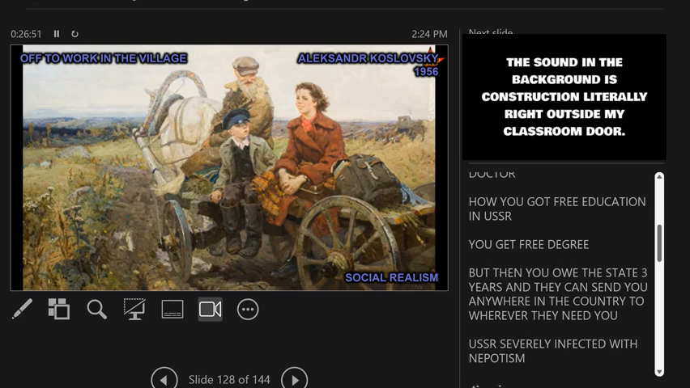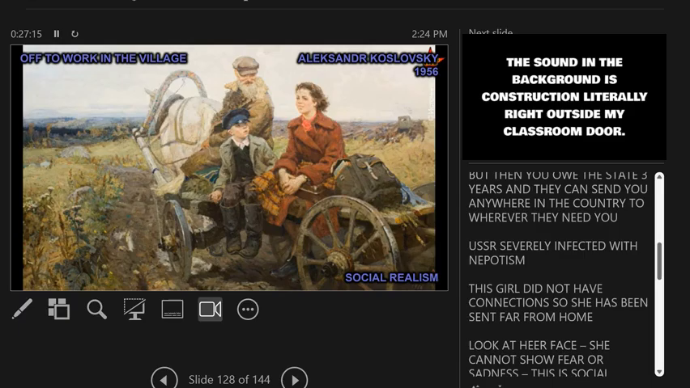Here's how you got free education in the USSR. You get college for free, but then after you graduate, you have to go where the government tells you to go. You don't have a choice. You can't pick and choose what job you have. And the people that are close to the government get the best jobs. Like, we have total nepotism going on in the Soviet Union at this time. Because she doesn't have a close tie to the government, she's been sent far, far away to be either a teacher or a doctor in a small village.